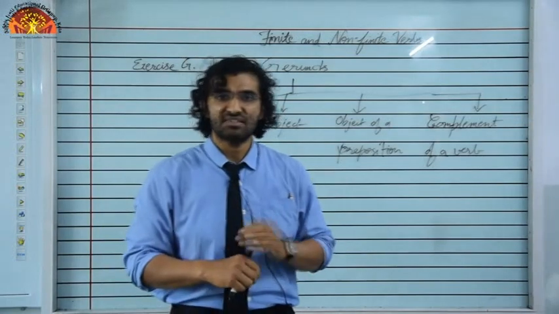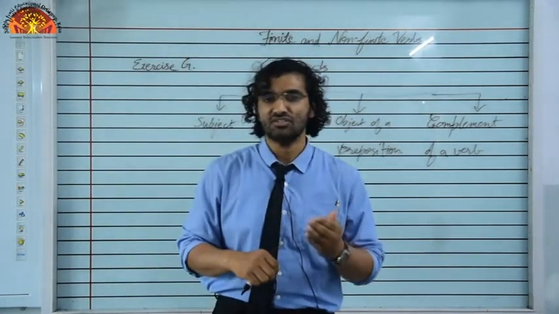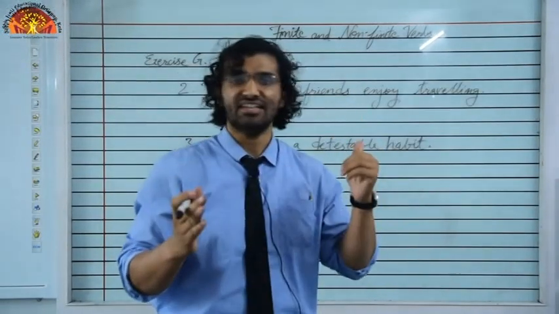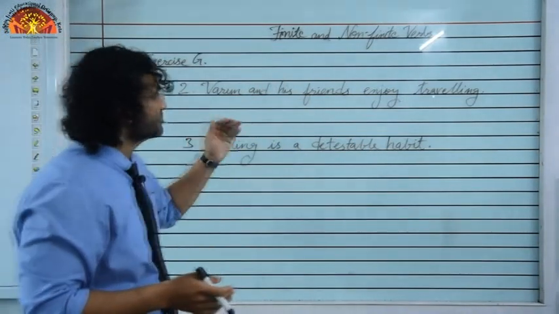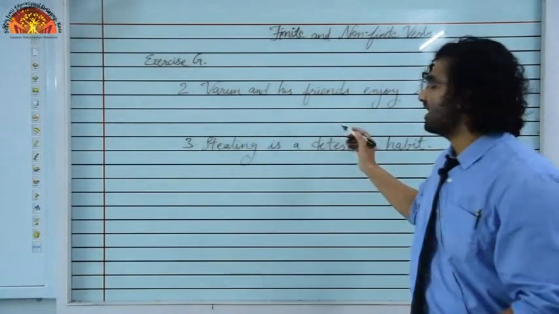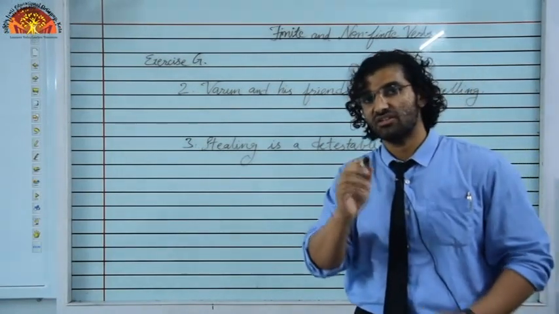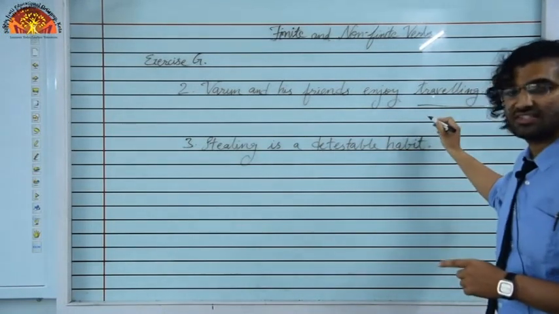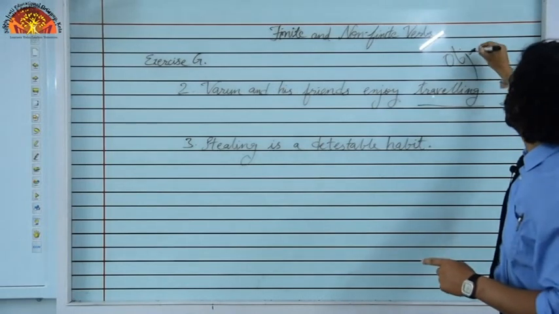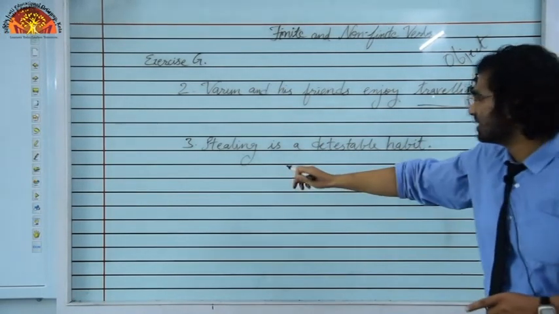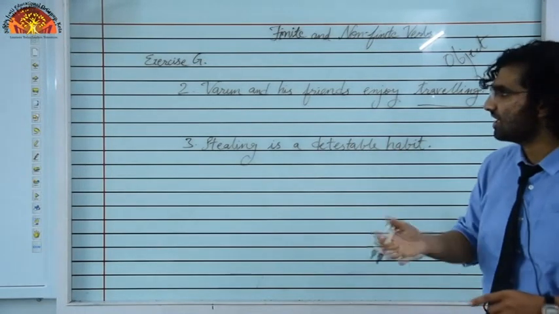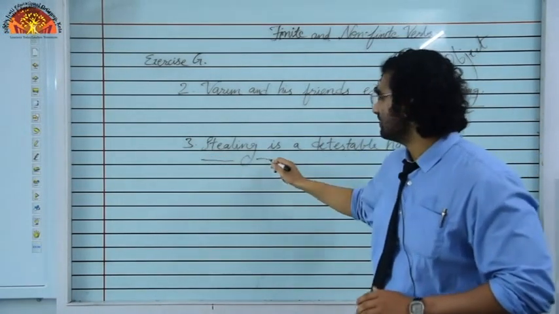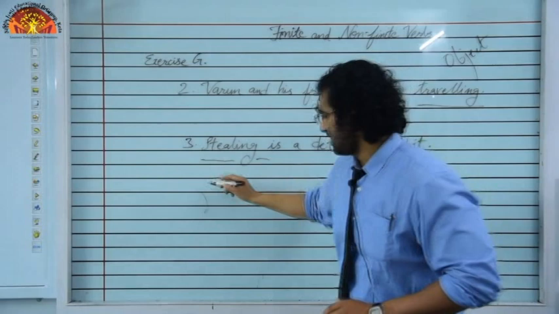Alright, so we are going to do an exercise related to gerunds now. In that exercise, we need to identify, recognize, and find out the gerunds. Varun and his friends enjoy traveling. Traveling is the ing form of verb used in the sentence as the object. This is a gerund here, and this is used as an object. In the next one, stealing is a detestable habit. Can you try to find out the gerund for me in the sentence? Yes, you can. Here it is, stealing. But here it has been used as the subject.